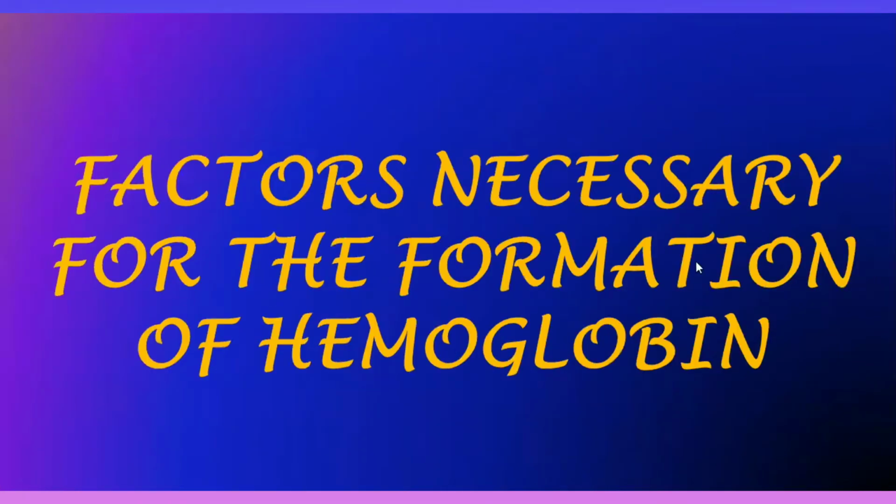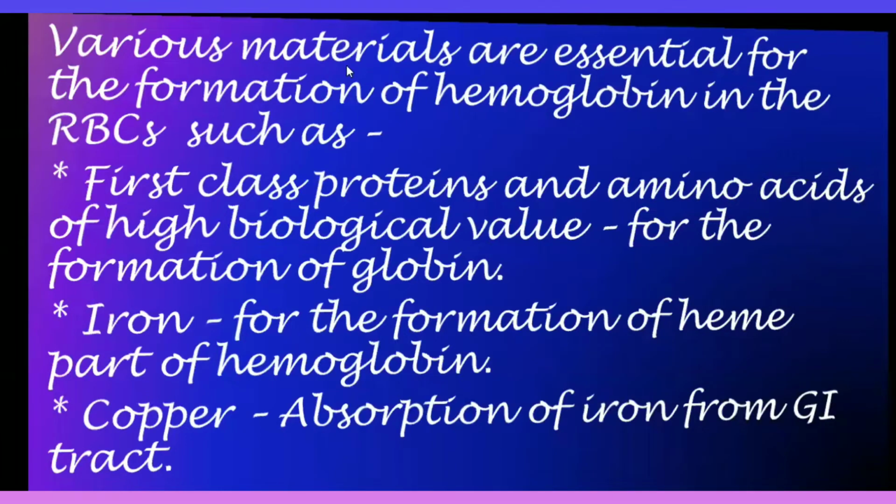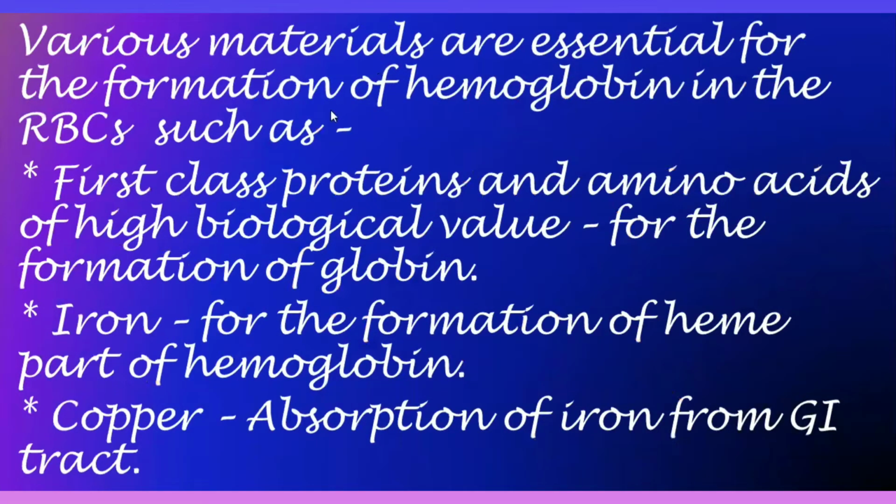Factors necessary for the formation of hemoglobin. Various materials are essential for the formation of hemoglobin in red blood cells, such as first-class proteins and amino acids of high biological value. They are responsible for the formation of globin. Iron is responsible for the formation of the heme part of hemoglobin. Copper is responsible for the absorption of iron from the gastrointestinal tract.